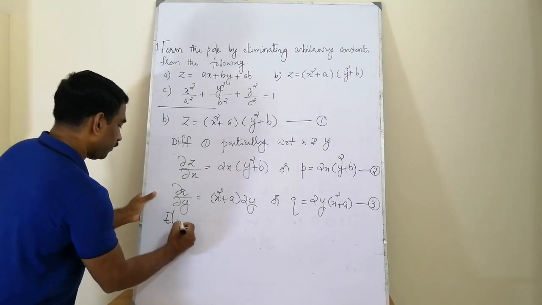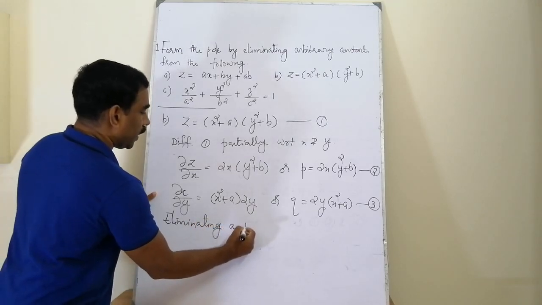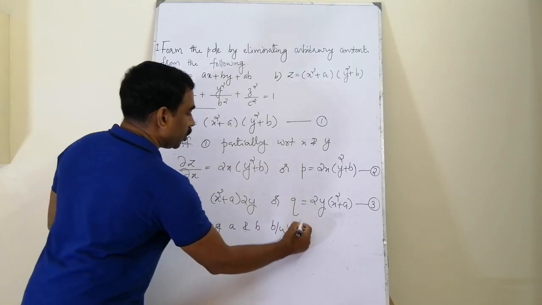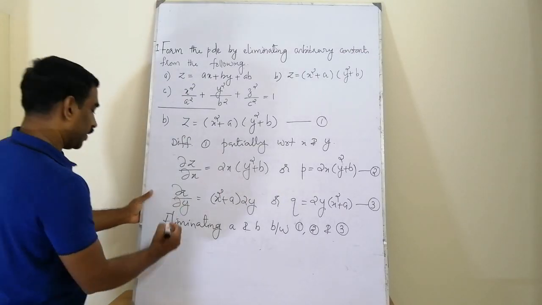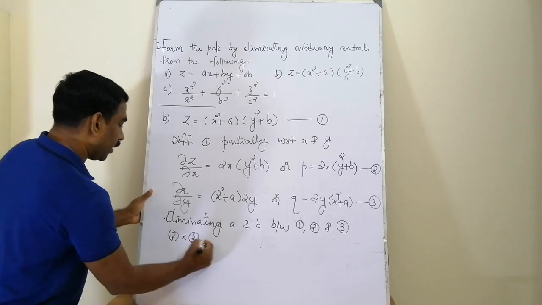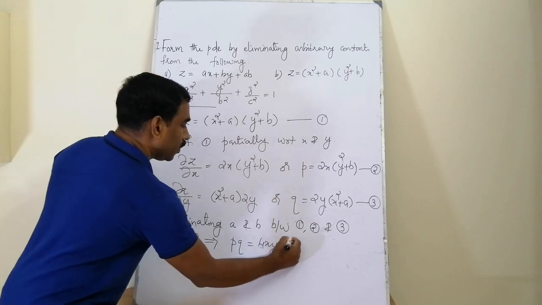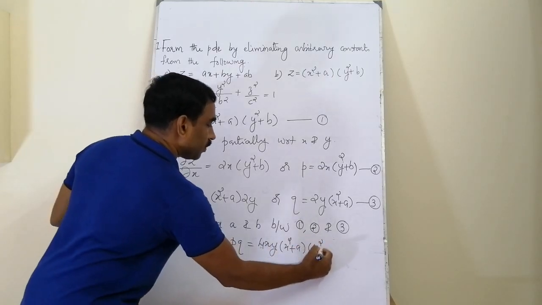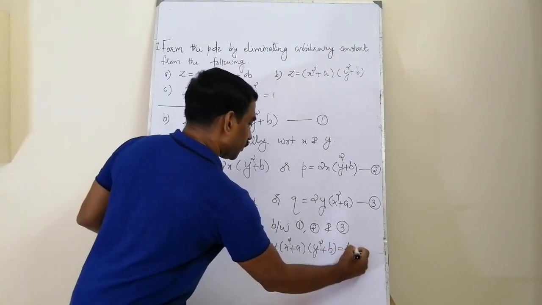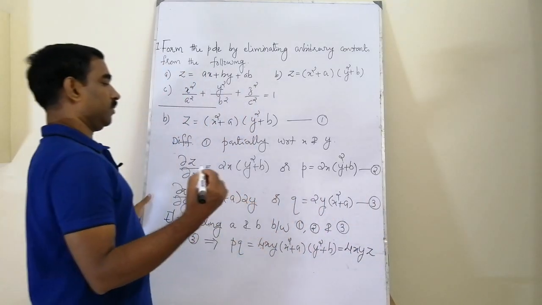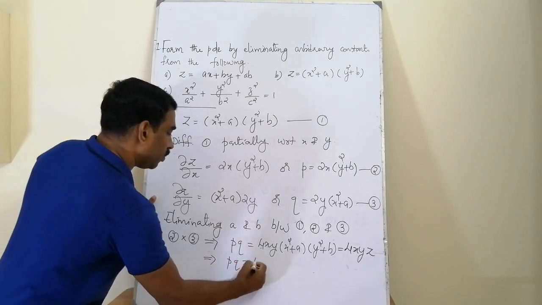Eliminating a and b between equations 1, 2 and 3. And here the elimination process is multiplication. So we are multiplying equation 2 with equation 3. That will result in the product pq is equal to 4xy into x square plus a into y square plus b. So that will be equal to 4xy into the last product z, or we get a first order partial differential equation pq is equal to 4xyz.